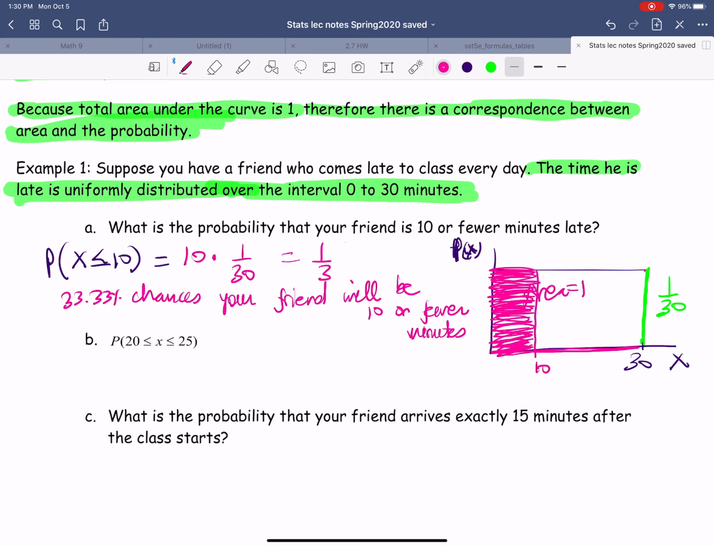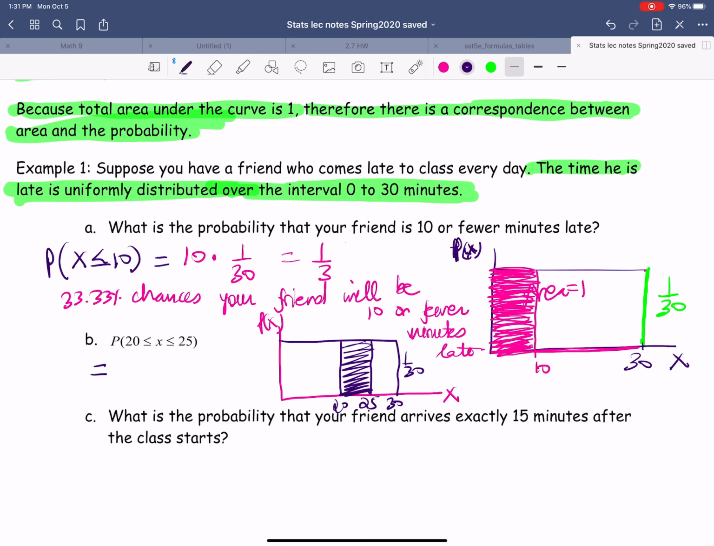10 or fewer minutes late. All right, for part B, probability of x lying between 20 and 25. Now for the next problem, again, I'm going to draw my curve. I'm not going to mess with the other one. I'm going to draw a new curve here. So still 30, and this is 1 over 30. Now we're trying to figure out what's the probability that he arrives between 20 and 25 minutes. So I'm just going to, by estimate, draw, there's 20, there's 25. We want to find the area of this rectangle now.